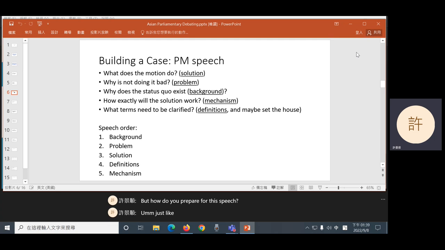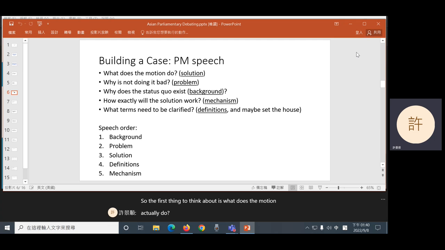Just like a writing competition, right? The competition gives you a topic and you have to write about that topic. In a debate, the judge will give you a motion and give you a side, and you have to talk about that motion from the side that is given to you. So the first thing to think about is, what does the motion actually do?